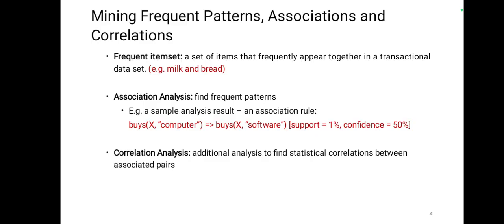Basically, support is how frequently this combination appears. So whenever I purchase milk and bread, how frequently does this combination occur? If 100 out of 1000 customers purchase milk and bread together, the support I could say is 10%.